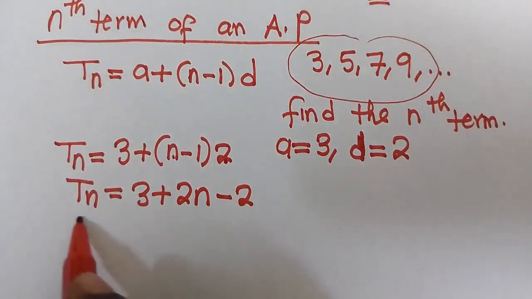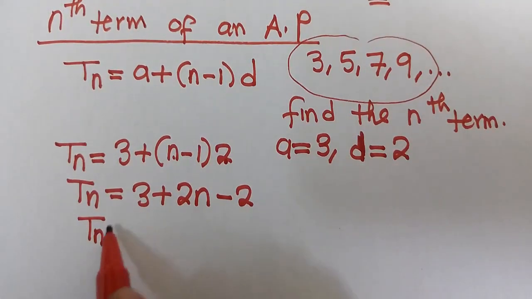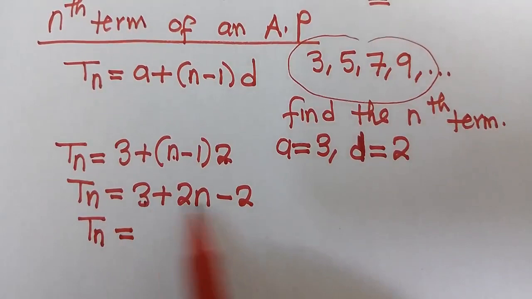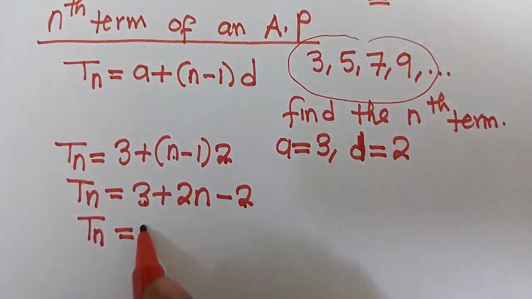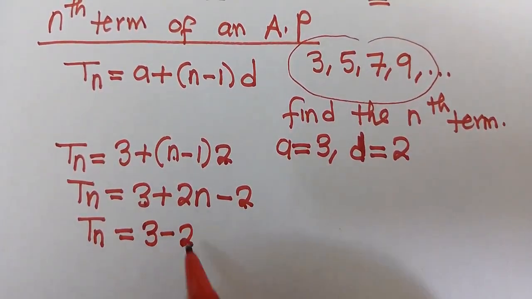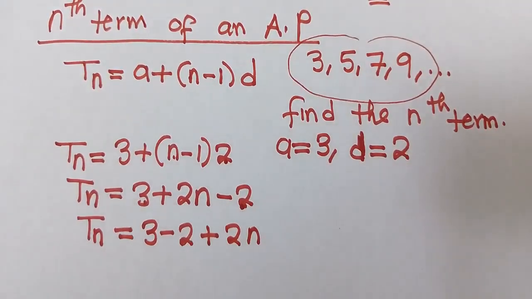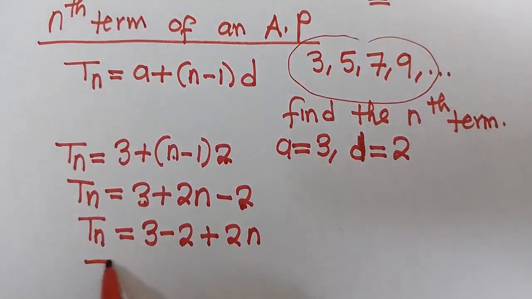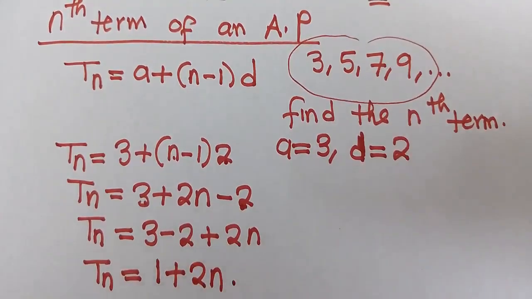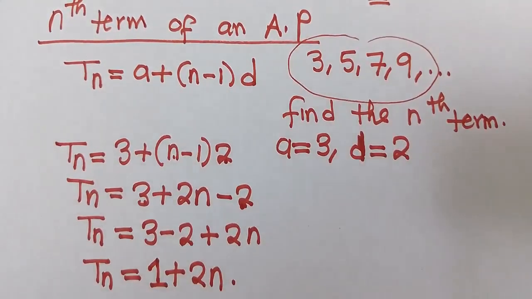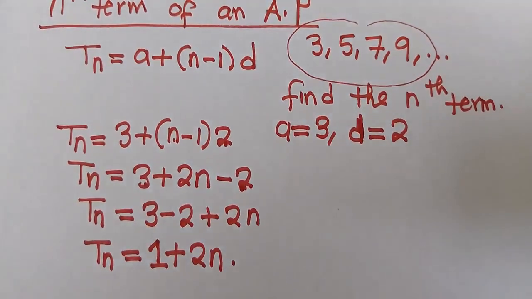So from here now you say this is equal to 3 minus 2 plus 2n. Have you seen these are like terms? Where you are going to say tn is equal to, here it is 1 plus 2n. So this is the formula for the nth term. This is the formula that you are going to use.